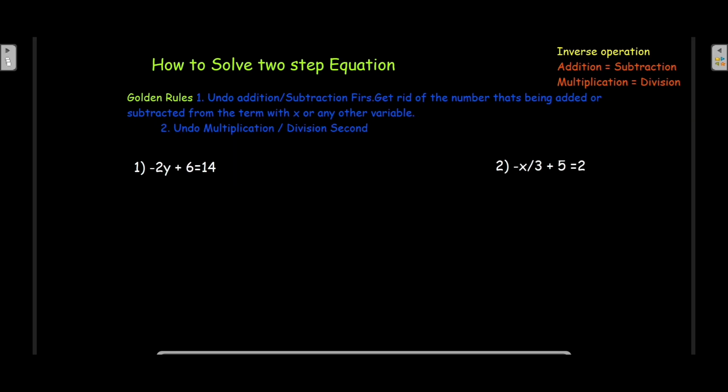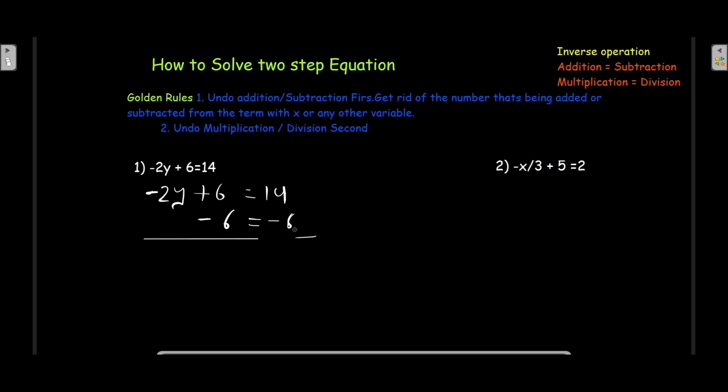So here are some examples involving negatives. Moving to question number one here, I'm going to rewrite it here: minus 2 times y plus 6 is equal to 14. So we have to undo this 6. So we have to subtract 6 from both sides here.